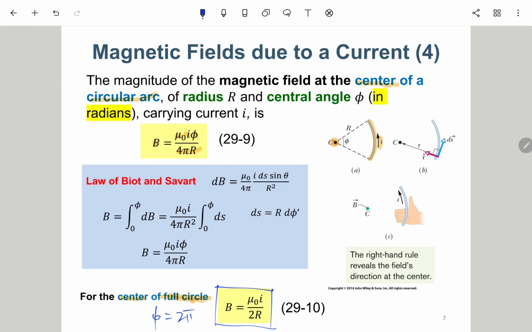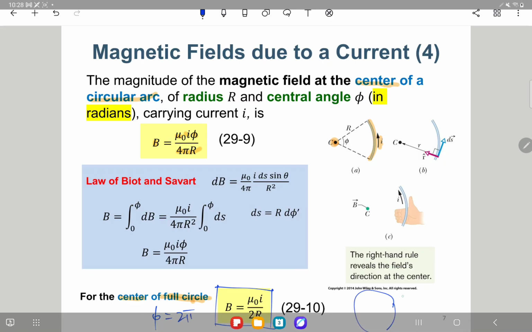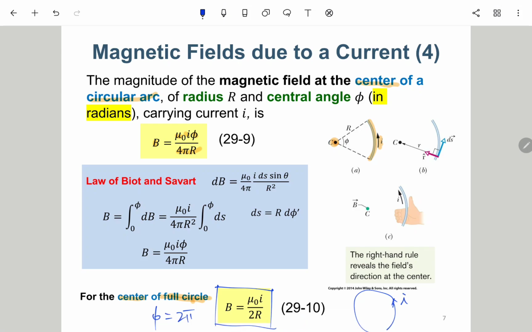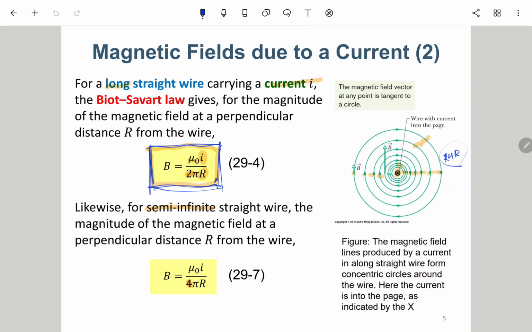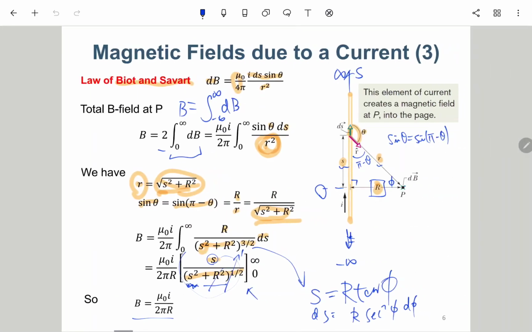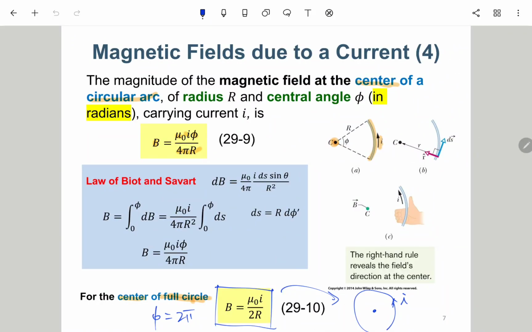You need to understand what it is for. This is for a full current loop, the B field generated at the center. For the infinitely long straight wire, it generates B equals mu 0 I over 2 pi r. For the complete current loop, it generates the B field at the center to be B equals mu 0 I over 2 r, without the pi.